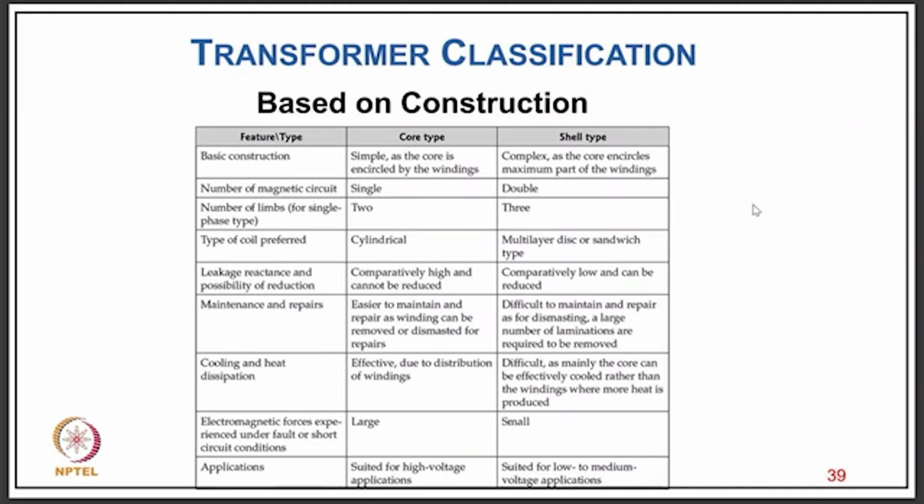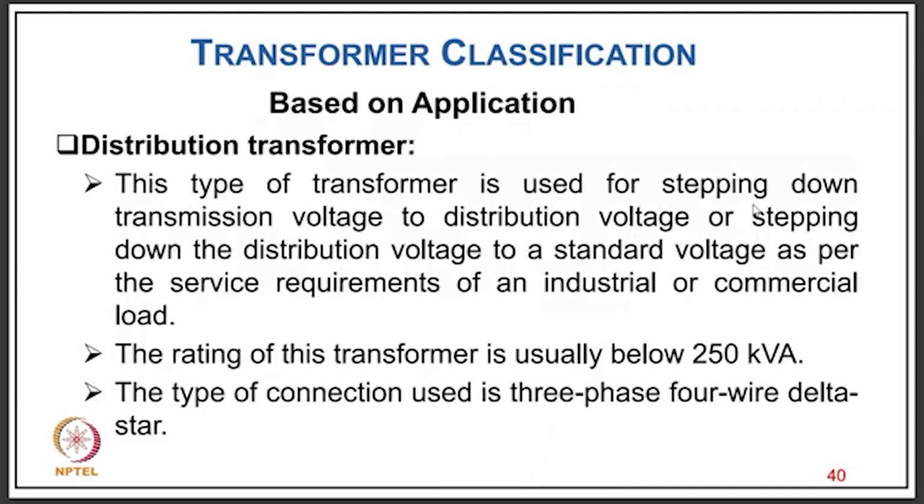For electromagnetic forces under short circuit, the core type is large, but in the shell type it is small because the winding is well embraced by the core. As for application, the core type is suitable for high voltage application, and the shell type is suitable for low voltage and medium voltage application. So this gives typically the features of the two types of construction, core type and shell type transformer.